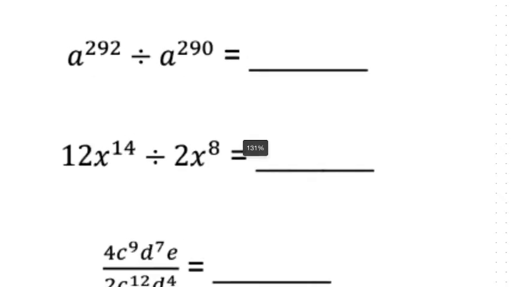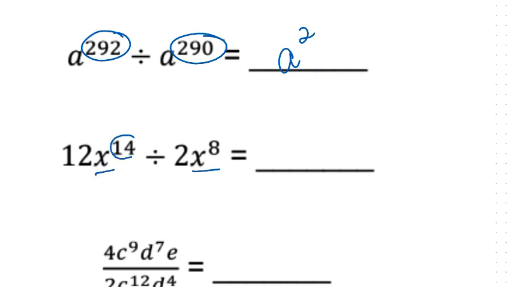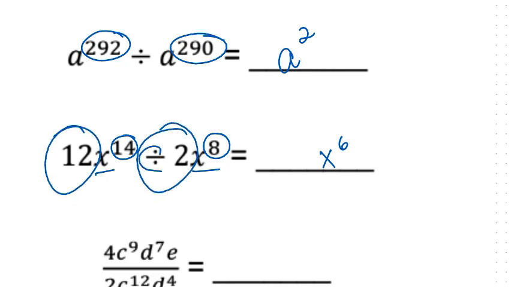Okay, let's do the variable bases now. Subtract them. A squared, easy, right? Thank goodness that one came out small. All right, this one, x to the 14 divided by x to the 8th. X to the 6th. But then what do I do with my coefficients? Hold on, but what operation is this? We gotta divide. 6.